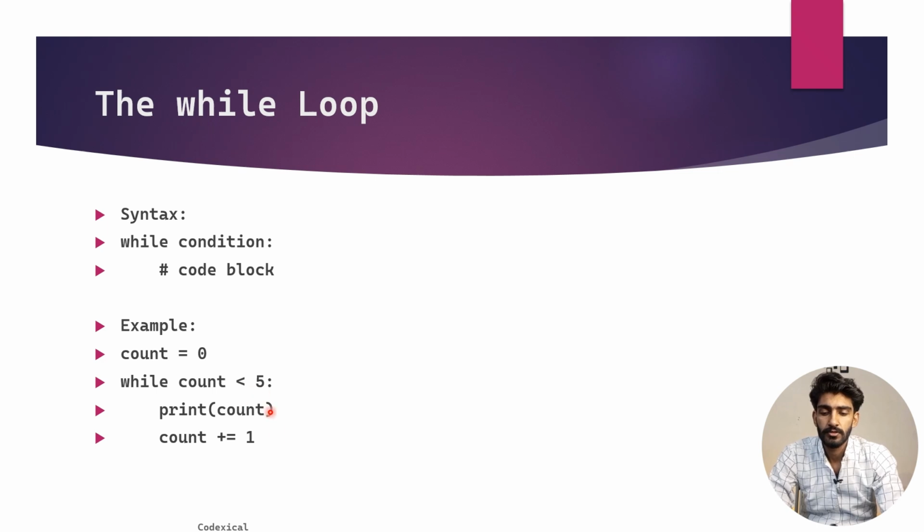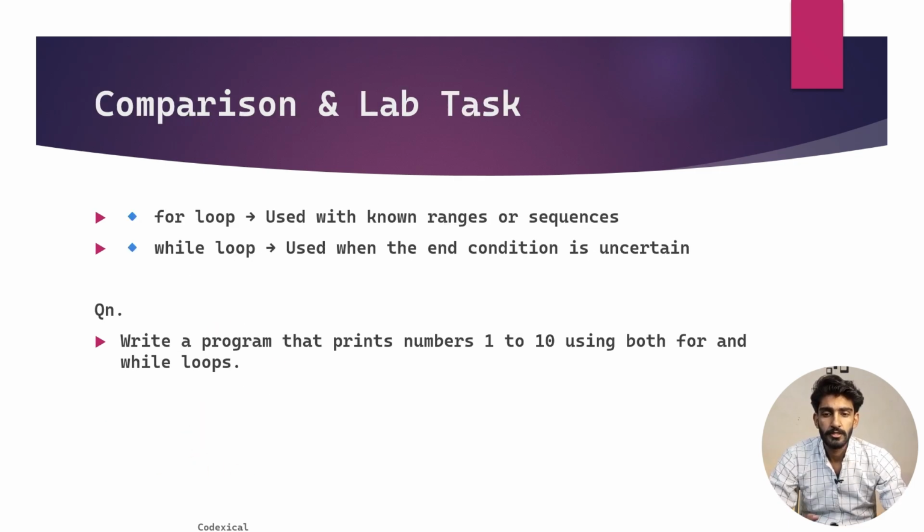If the condition is true, then it will run again, and it keeps counting until the condition is false. When it reaches 5, 5 less than 5 is false, so it will simply stop. It will also print the numbers from 0 to 4. Here's a quick recap. Use a for loop when you know how many times you want to repeat, and use a while loop when you keep looping until the condition changes.